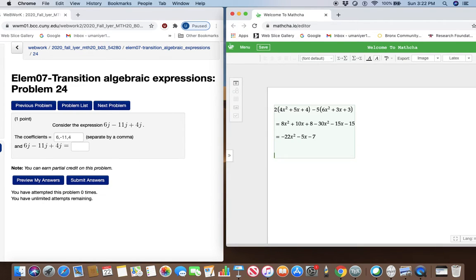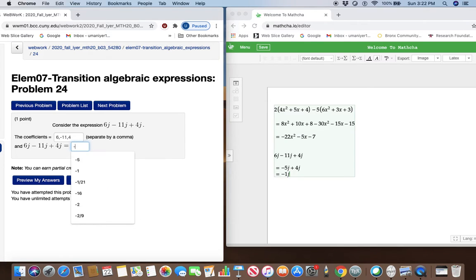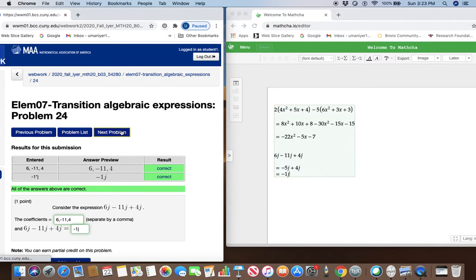So let's go through this carefully. Right? 6j minus 11j, just combining these two, gets me negative 5j. I have not yet done anything with the 4j. Negative 5j plus 4j is negative 1j. Okay, so negative 1j. You don't need to write the 1, but if you do, no harm done. Next.